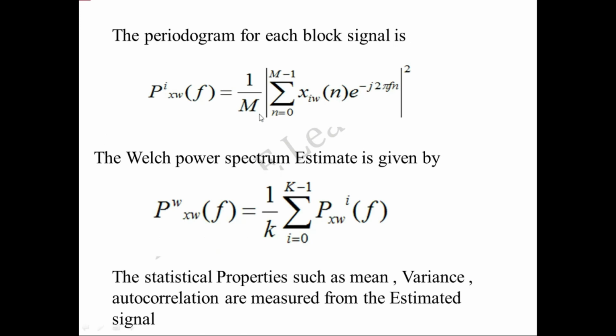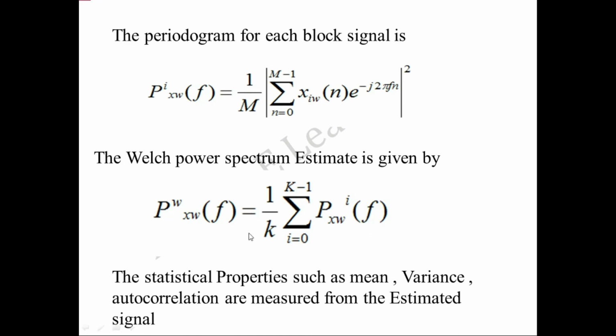The third step is we have to compute the periodogram of each block signal. So xi w of n is the windowed signal. Here this xi w of n is multiplied with the basis function e power minus j 2 pi f n to obtain the periodogram of each block of the signal. The fourth step is to determine the Welch power estimate, and this Welch power estimate is obtained by taking the average of this periodogram function. That is expressed by this equation: Px of W f is equal to 1 divided by k, summation i equal to 0 to k minus 1, Px of W of i into f.